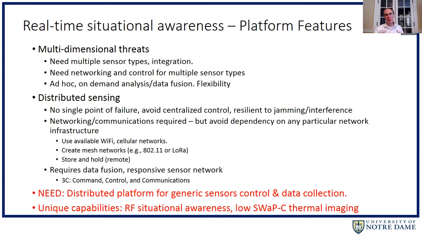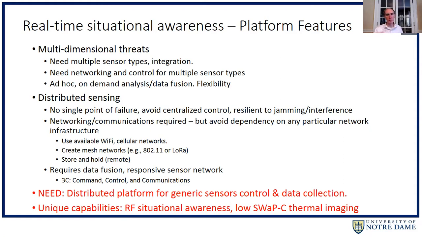But by using distributed sensing, network communications need to be an important part of the platform, and so this has been built around this need. We want to not be dependent upon any one networking platform, but also leverage existing ones. So this can use available Wi-Fi networks, cellular networks. It can develop its own mesh networks or its own protocols to connect with each other, as well as store and hold.